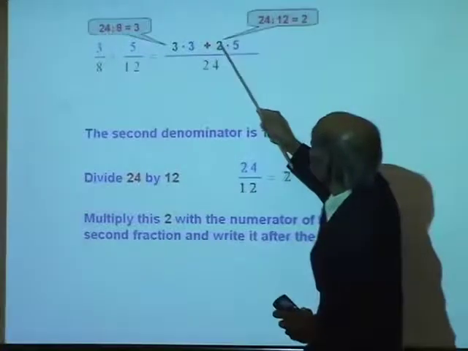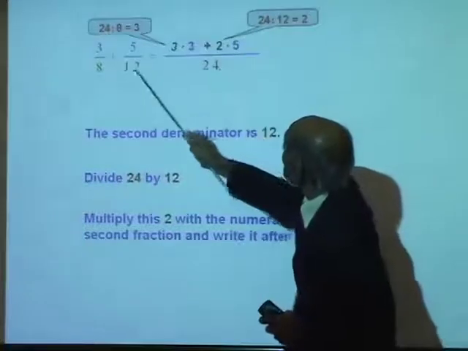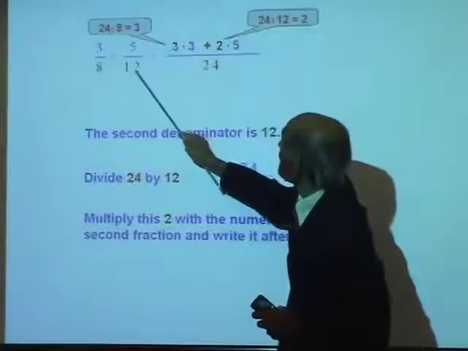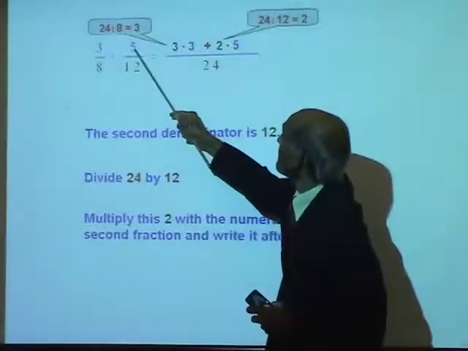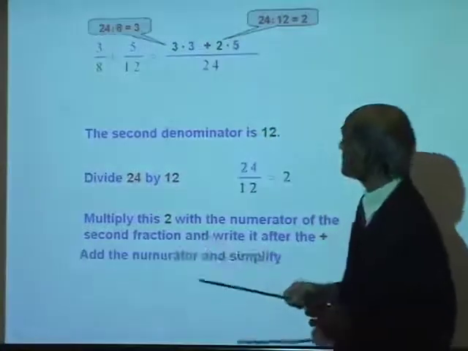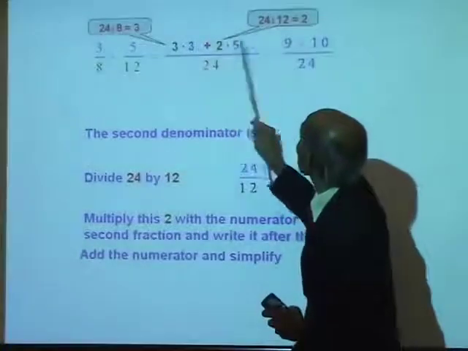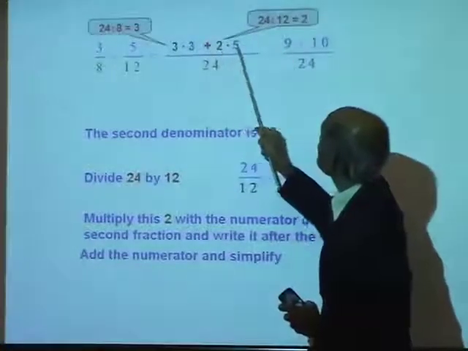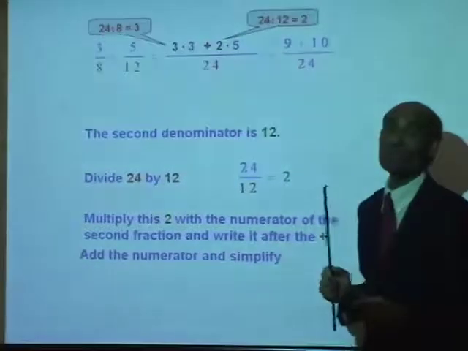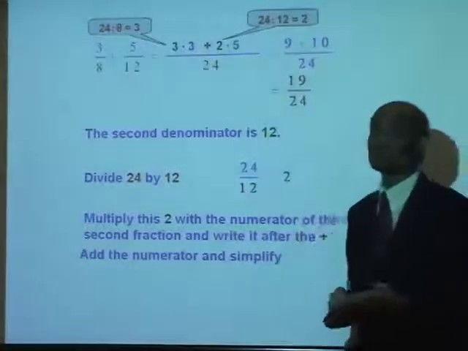Is that right? So that 2, what is that 2? That 2 is 24 divided by 12. That is 2. Multiply by that 2 and 5. So what is our numerator now? Add our numerator. Numerator is now 3 times 3, 9, plus 2 times 5, 10, over our common denominator. And that will be 19 divided by 24.